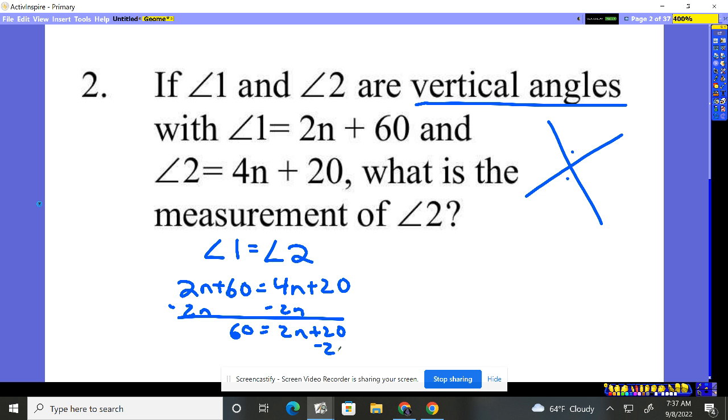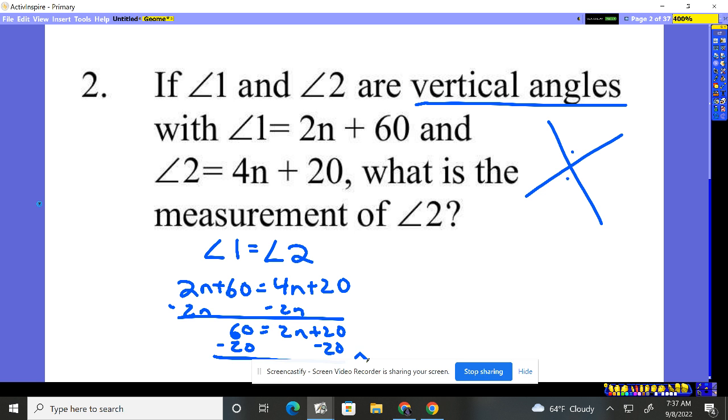I now move my 20 over by subtracting 20. So we end up with 40 is equal to 2n. I divide by 2, and you're going to get n is 20.